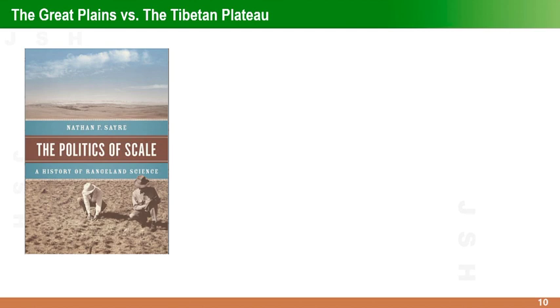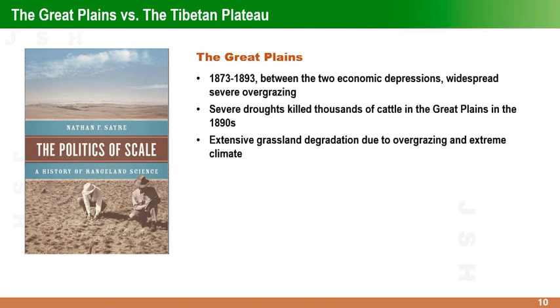This is Politics of Skill, History of Rangeland Science. It's written by Nathan Sayre. From this book, for the Great Plains, from 1873 to 1893, between the two economic depressions, there's a widespread severe overgrazing.